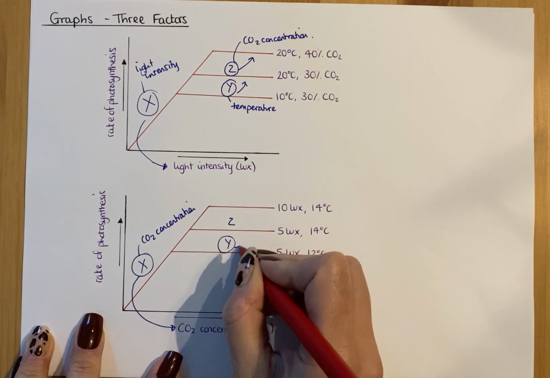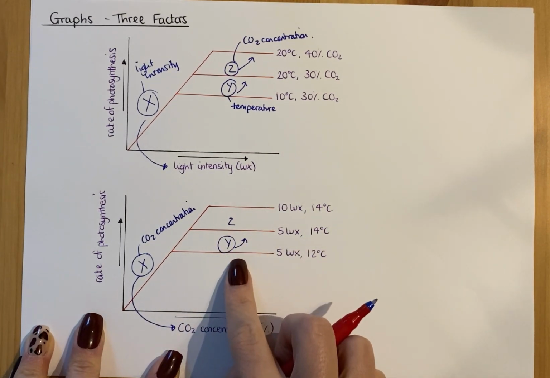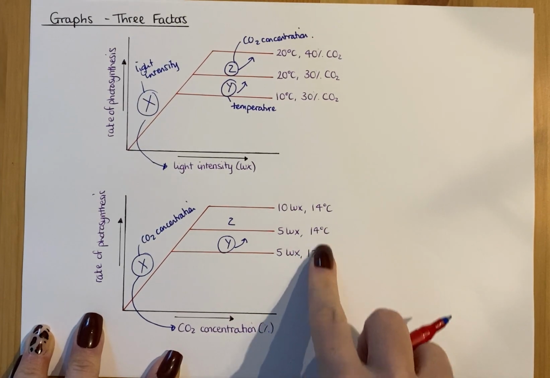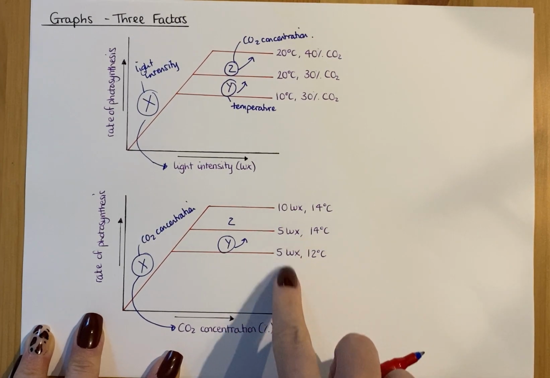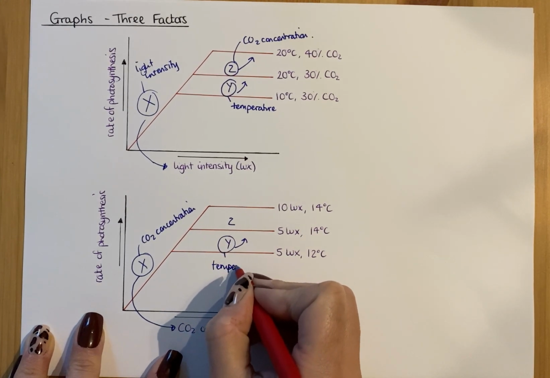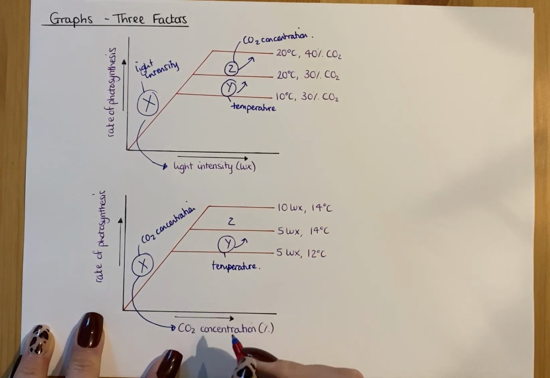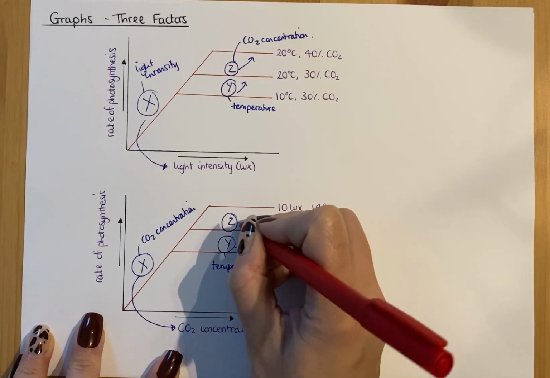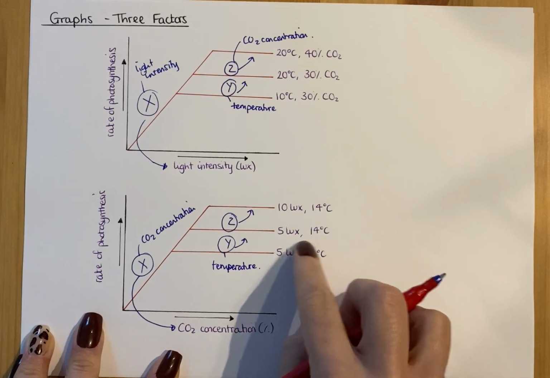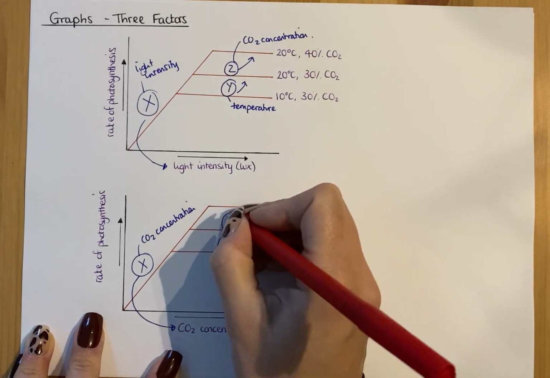Now if we look at Y and we look to try and move it up to the next level, what has changed to move it up? Y is temperature, because it's changed from 12 degrees to 14 degrees. Light intensity hasn't changed, so Y is temperature. Now again, same logic. To try and get Z to move up, what would you then change? What's changed? The lux, the light intensity has changed.